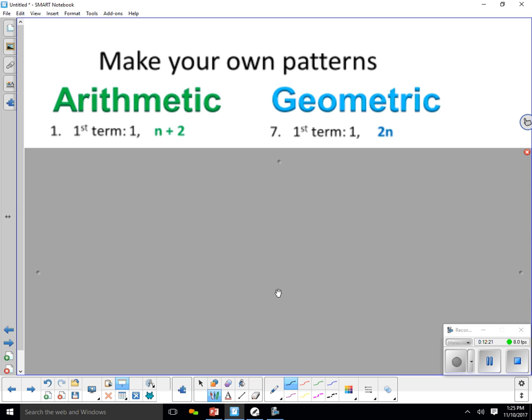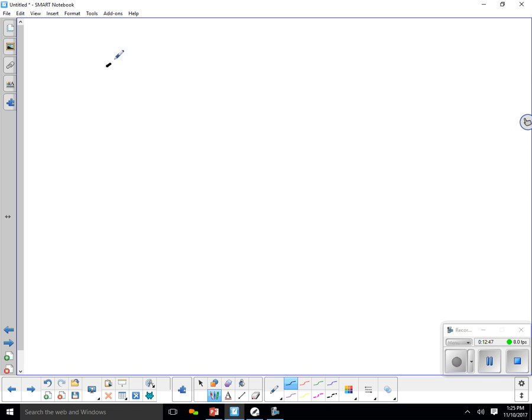Alright. Now, we're going to make our own patterns really quickly. Alright? If they told me my first term was 1, you might write 1 or 2 down, but we're going to kind of do them together, okay? And my pattern was n plus 2. N is a term. Doesn't matter if it's my first term or my 30th term. I'm going to take that term and add 2 to get to the next one. So I want to jump forward a page just so I can work on this.